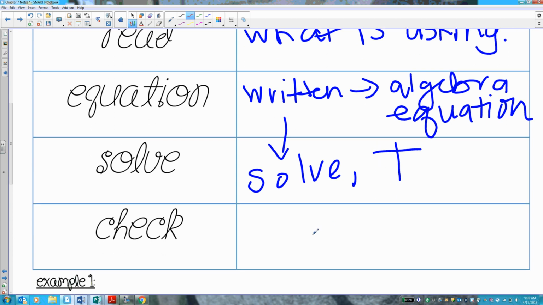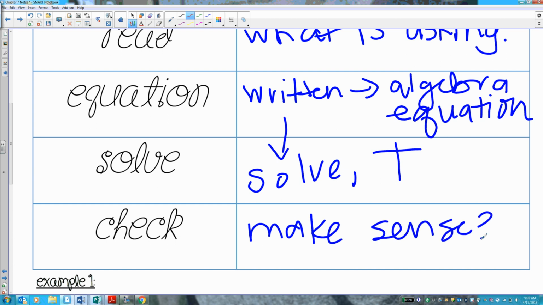Does it make sense? Like if it's asking for pizza toppings and you get a negative answer, that doesn't make sense. You can't have negative pizza toppings. If it's asking how many miles you ran and you get a negative answer, that doesn't make sense. If it asks how deep in the ocean you are, you should get a negative answer because you're going down, you're going in depth. So, first step is always to read. Second step is to write an equation. Third step is to solve. And fourth step is to check. Does that make any bit of sense?